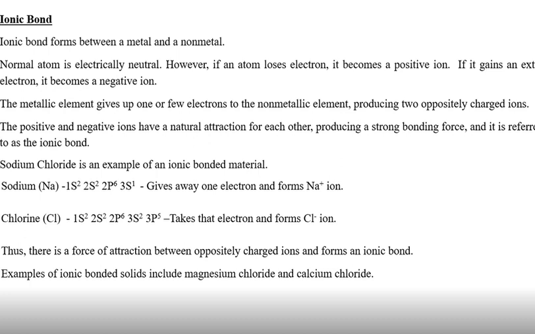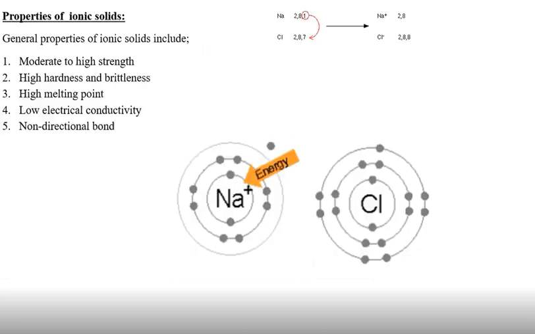Right? Previously, I already showed you how sodium and chloride get together. So here you can see sodium 1s2, 2s2, 2p6, 3s1, because it is the 11th element. So it gives away one electron, becoming sodium plus ion. Then chlorine, you have 1s2, 2s2, 2p6, 3s2, 3p5. Then it can take one electron and becomes chlorine minus ion. So thus there is a force of attraction between oppositely charged ions and they form an ionic bond. Right? You have positive one and again you have negative one. Then there is a bond. It is called ionic bond.